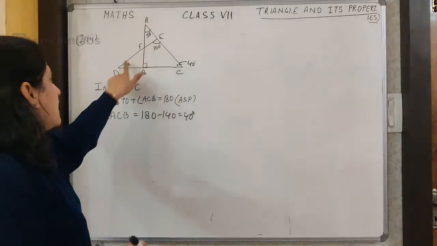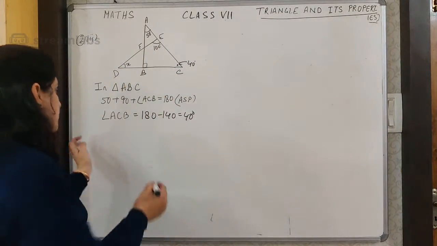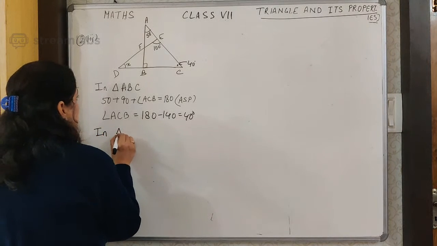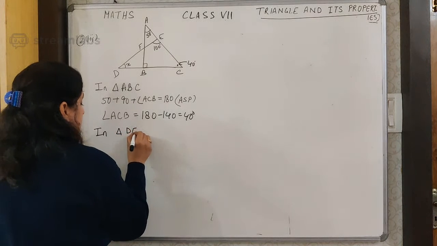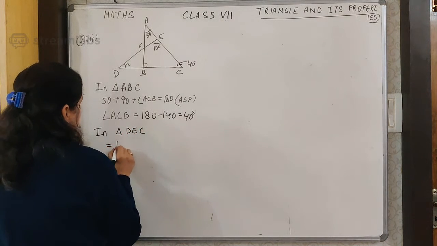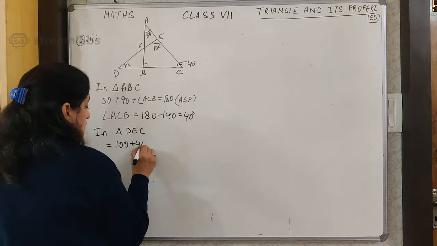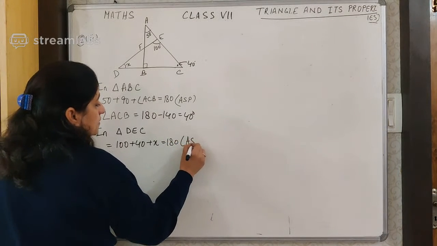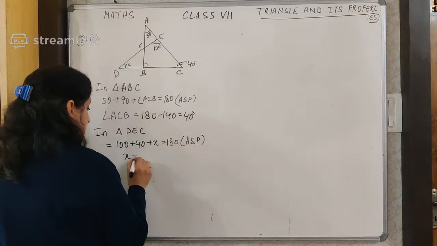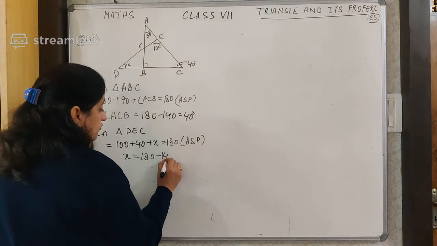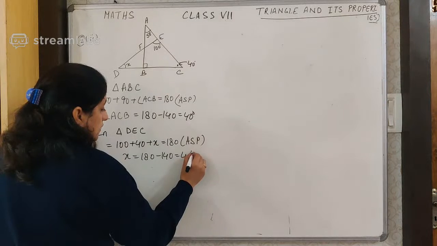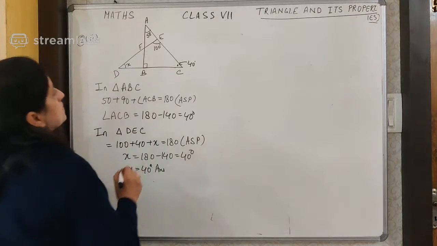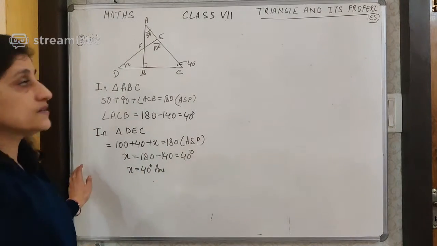Now I will use triangle EDC to find x. So simple. There are more methods to it. You can use any method which clicks you first or which you find easy. In triangle DEC, 100 plus 40 plus x is equal to 180. Same angle sum property. X is equal to 180 minus 140 is equal to 40 degrees. So we finally get x is equal to 40 degrees as the answer. Right, children? Did you get it?